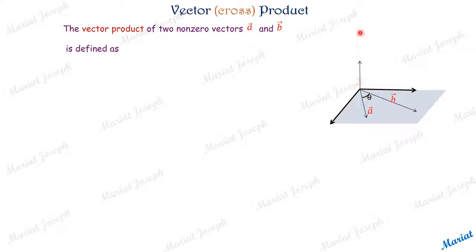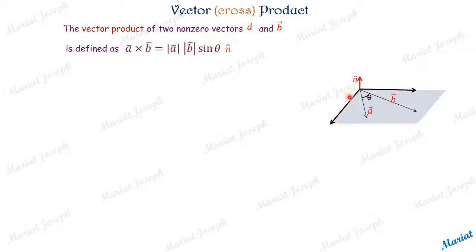Now, how big will the magnitude be? To get the magnitude of that cross product, we need to multiply the magnitude of vector A, the magnitude of this vector, and the sine of the angle between them. That is why the definition reads like this: A cross B is equal to the magnitude of A into the magnitude of B into sine theta into n cap. What is this n cap? n cap is the unit vector in the direction perpendicular to the plane.